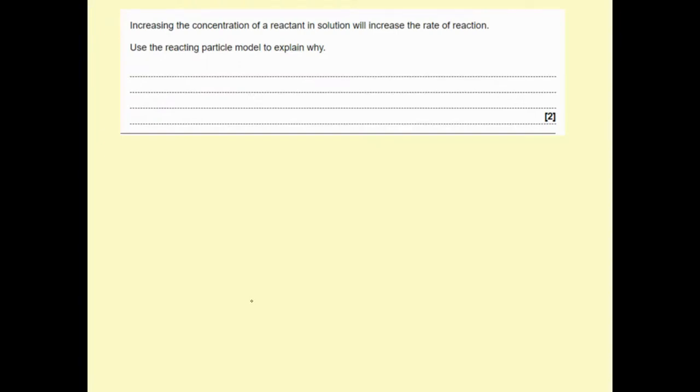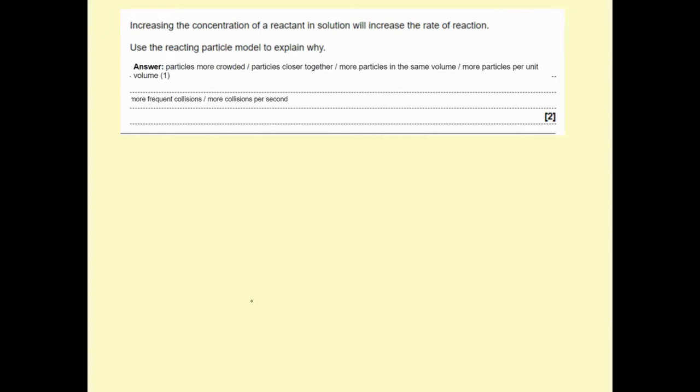Okay, so here's an exam question for you to have a go at. Increasing the concentration of a reactant in solution will increase the rate of reaction. Use the reaction particle model to explain why. Okay, so pause the video and have a go at writing this. Hopefully we've got this idea of either the particles are more crowded, the particles are closer together, more particles in the same volume. This is the one that I prefer: more particles per unit volume, and therefore more frequent collisions.